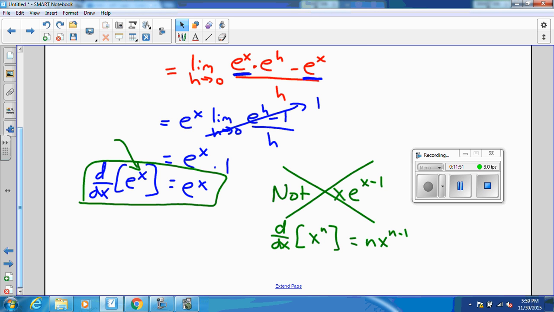Now this may raise a second question in your mind, which is, what about the other exponential functions? And for that, you'll have to come to class tomorrow. Well, I hope this has been helpful.